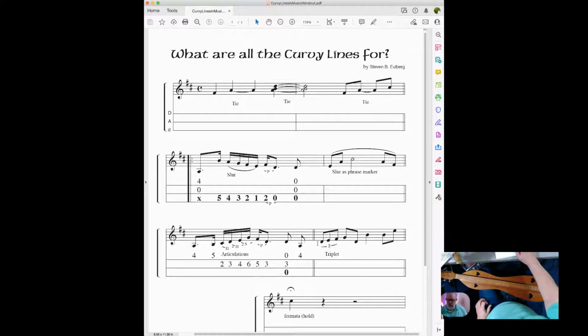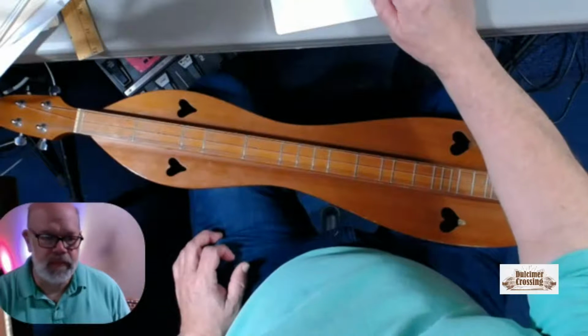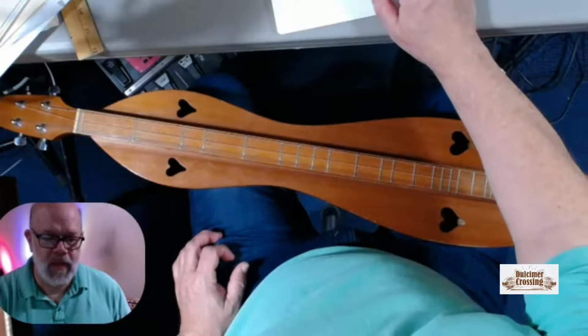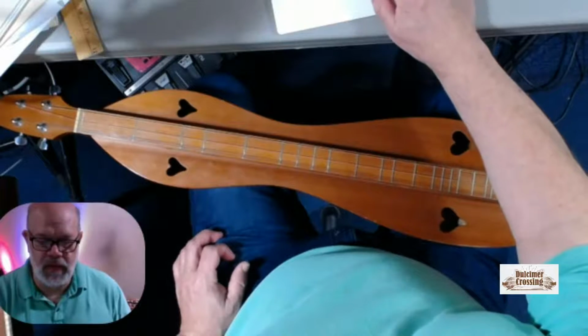If there's a number in the curvy line, it's a triplet, which is a timing thing, which is telling us we got 3 in the place of 2. And if there's a dot underneath it, and it's either above or below, looking up like a smile with a dot in it, it's a fermata. And when we have the fermata, we hold. And let's change the camera now. So that's what the curvy lines are doing.